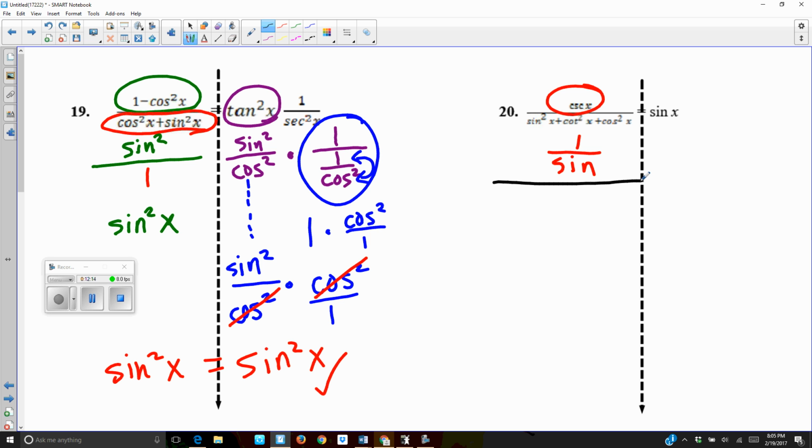On the bottom, you've got a sine squared plus cosine squared. They're written out of order, but it doesn't really matter what order you add things in. So sine squared plus cosine squared are equivalent to 1. And of course, cotangent squared is cosine squared over sine squared.